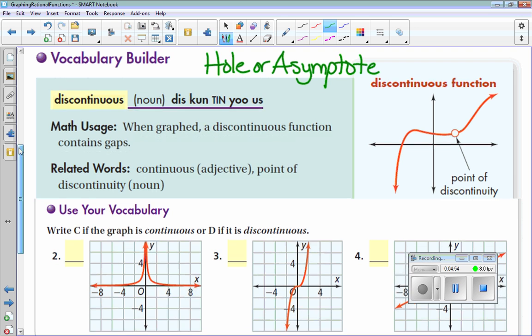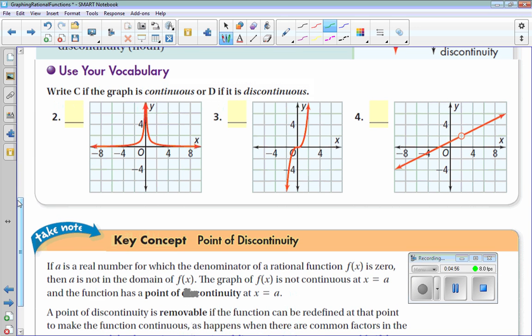Okay? So let's look at these 3 pictures. Let's decide if they're continuous functions or discontinuous functions. How about number 2, Bradford? What do you think? Continuous or discontinuous?